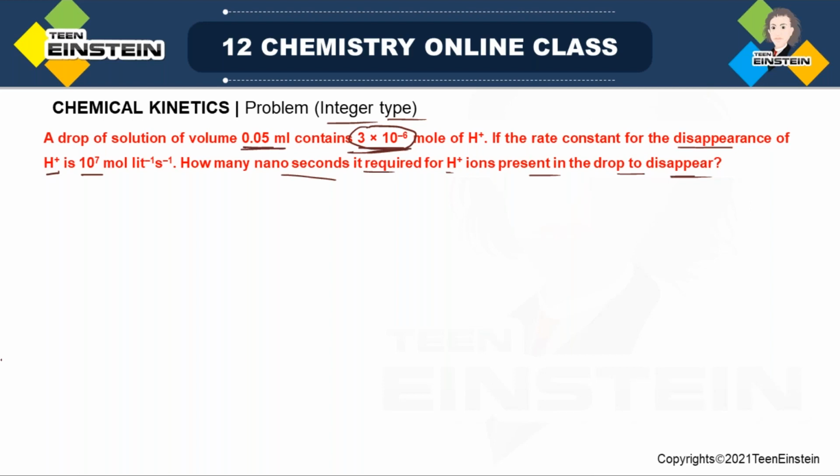So what is the number of moles that is present in 1 liter, that is 1000 ml? If we know that, that means we now know the concentration. So basically for this amount of H plus to disappear, what should be the time required? And as the time will be very small because it is a single drop, obviously the number of H plus ions will be very low. So it is asking in nanosecond. That is a very, very small unit of time.